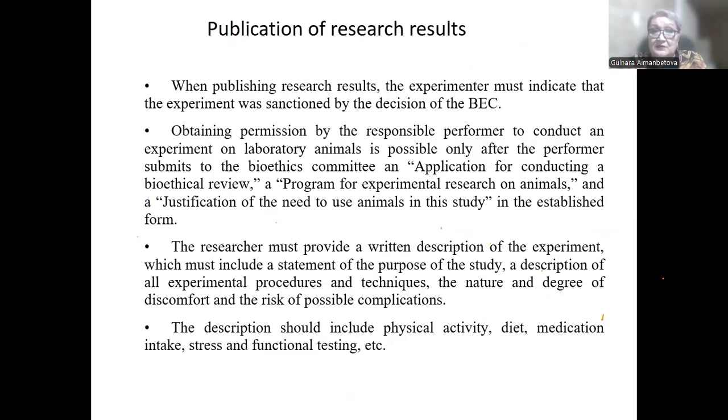Publications of research results. When publishing research results, it must be indicated that the experiment was sanctioned by the decision of the bioethical committee. Obtaining permission by the responsible performer to conduct an experiment on laboratory animals is possible only after the performer submits to the bioethics committee an application for conducting bioethical review, a program for experimental research on animals, and justification of the need to use animals in the study in the established form.